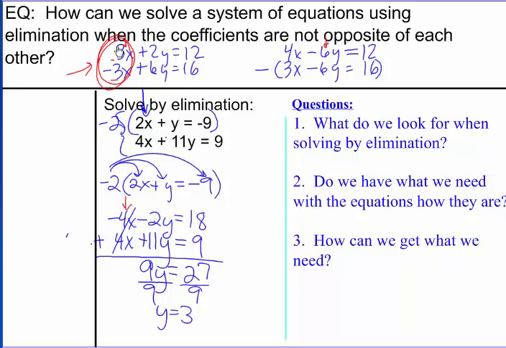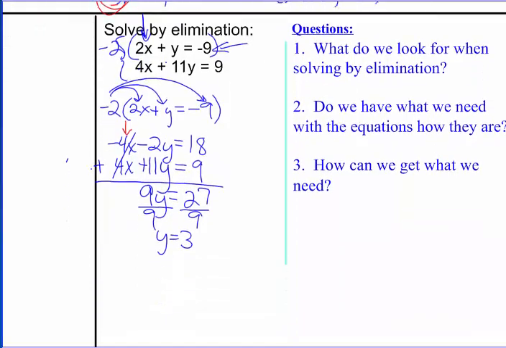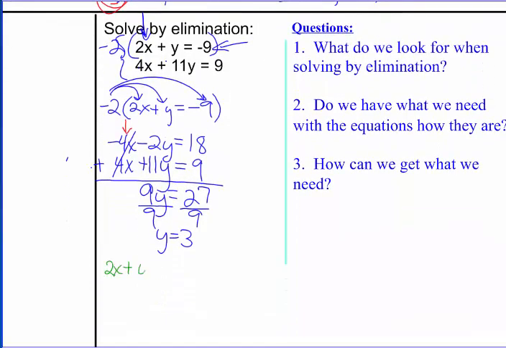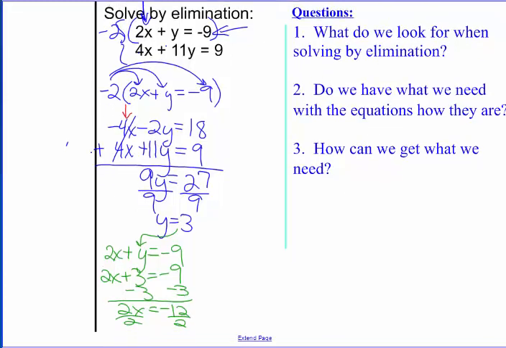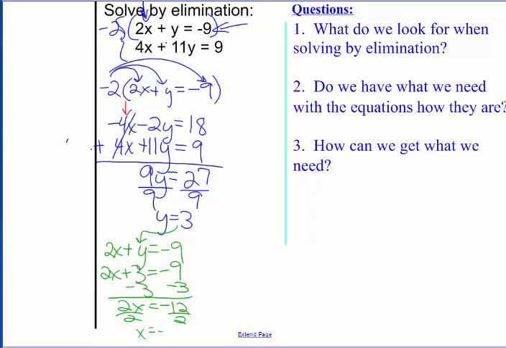So then we've got y. We need to go back and find x. So pick one of the original equations. I'm going to go ahead and use this first equation, but I have to use the original. So that's 2x plus y equals negative 9. And I know what the y number is, so I'm going to plug it right in there. My y number is 3. So 2x plus 3 equals negative 9. Solve for x. So 2x equals negative 12. Divide by 2. And we get x equals negative 6.